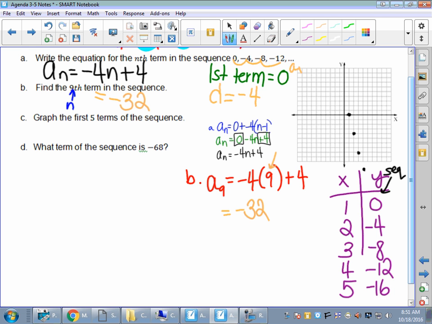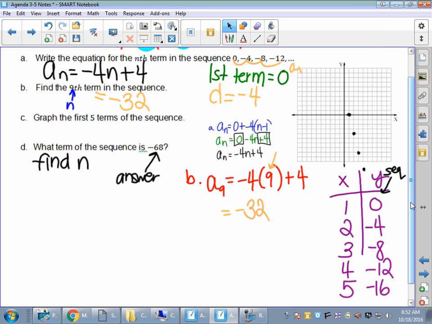Last but not least, what term of the sequence is negative 68? Well, this is where we're going to go back to our original equation. Notice how in B we put a 9 in for the n. In D we want to find n. But we know that the answer is negative 68. By the way, they'll ask you to graph in the problems, so that's the only reason I wanted to mention that. It's really not that big of a deal. Don't worry too much about the graphing. Let's worry about the equation.